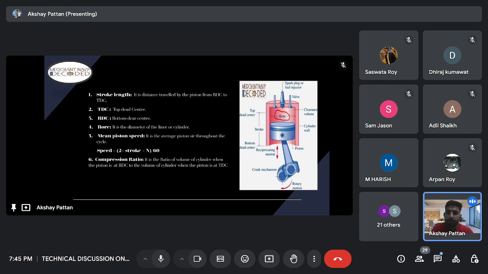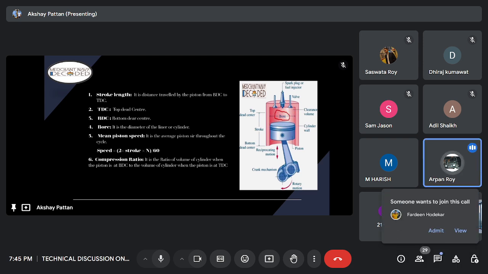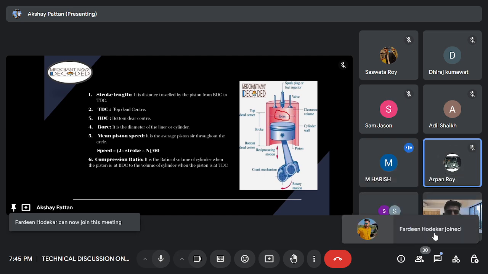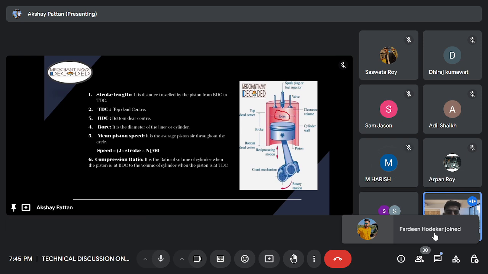Now we will discuss bore. What do you mean by bore, guys? It is the diameter of liner, sir. Inner diameter of liner. Yeah, it is the inner diameter of the liner or the cylinder. That is known as bore. Someone said it is the inner diameter of the piston. No, bore is the diameter of the cylinder or the liner.